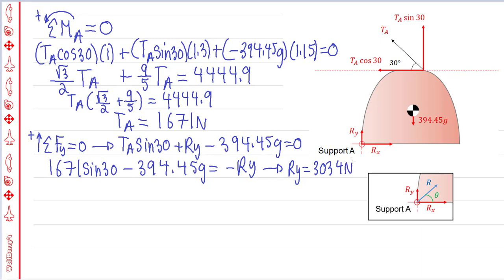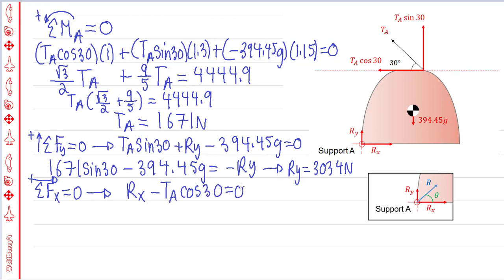Now, final thing, let's find Rx. The sum of forces in x equals 0. Let's pick right as positive. It doesn't matter with the x or the y, because there's no acceleration. So pick any direction as positive, it's fine. Now, to the right we have Rx minus, to the left, TA cosine 30 is equal to 0.